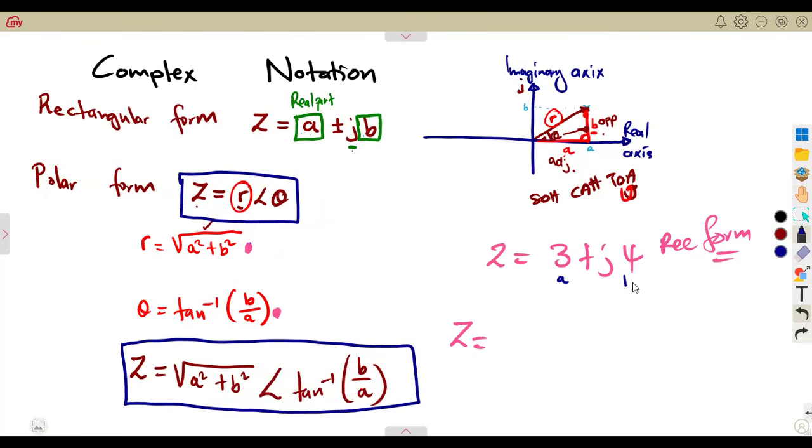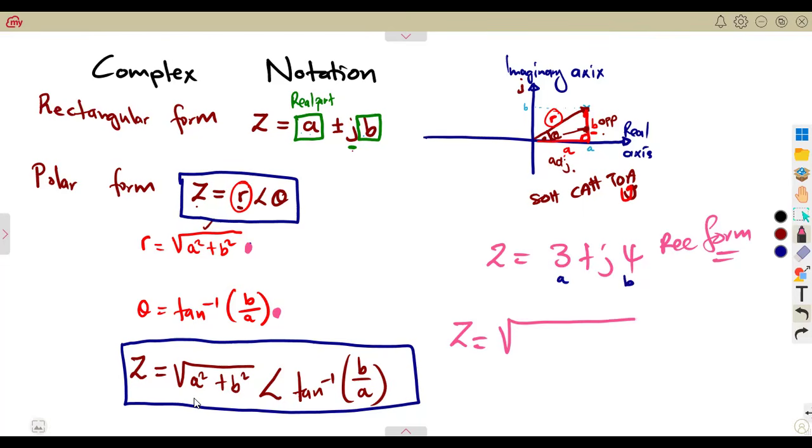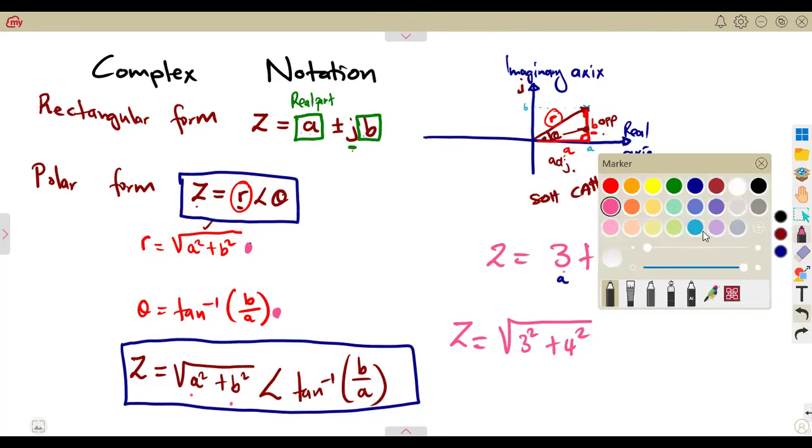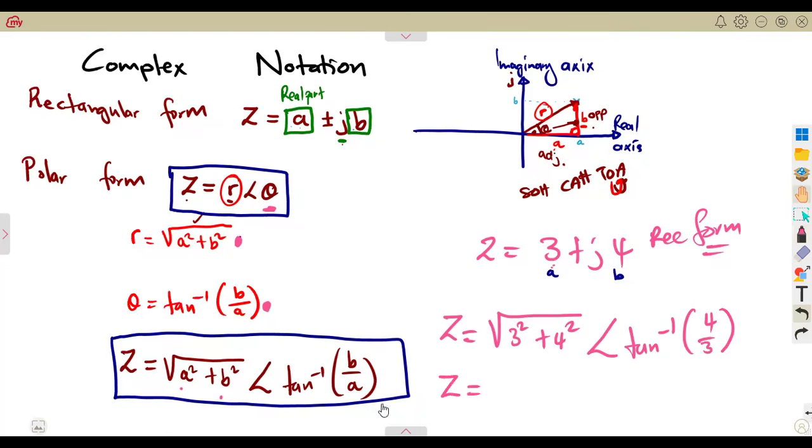Remember, this is your A, this is your B. So we can simply calculate this as the square root of A squared plus B squared. So it is the square root of 3 squared plus 4 squared. This is our R. Then what are we going to have from this? The angle theta is arctan B over A, so that is 4 over 3, just like that. So we can simplify direct like that. We can do this. So this is what we are going to have.